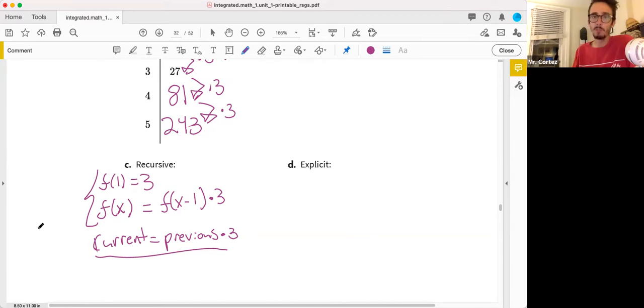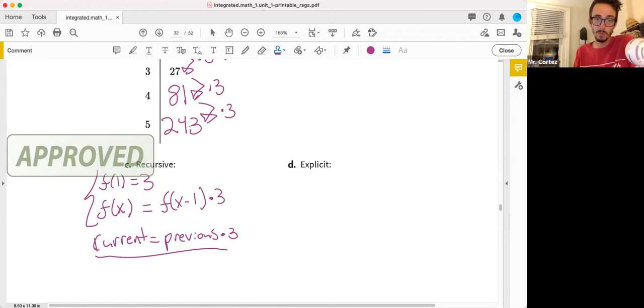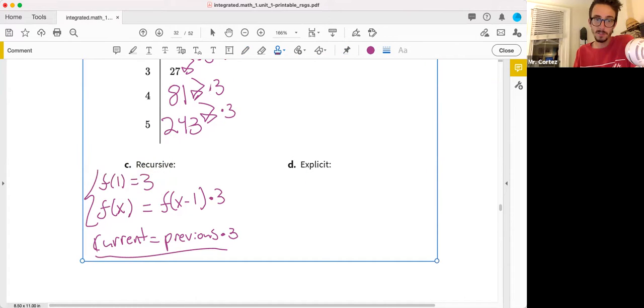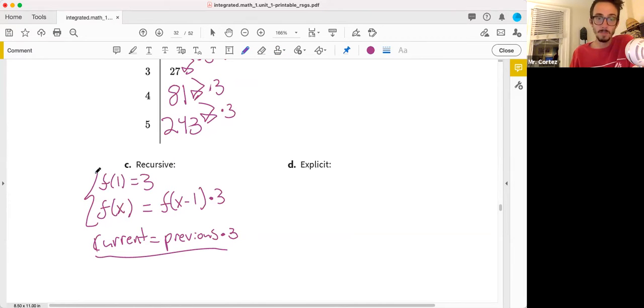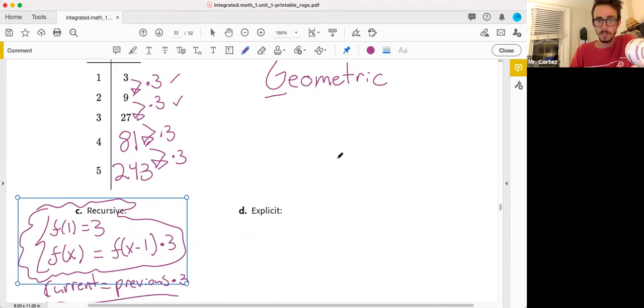But now a real solid answer, something that is Cortez approved. All right, it's not stamping. That's fine. Something that's approved by me, really solid, seen here. There you go. The explicit, you're still starting with 3, keeps multiplying by 3, and this happens x minus 1 times.